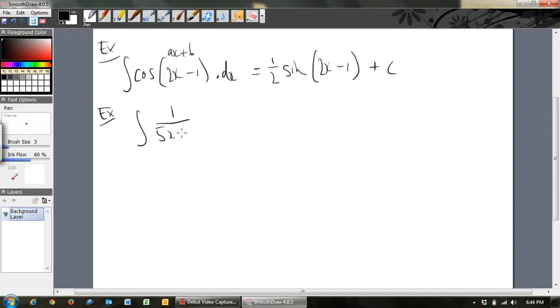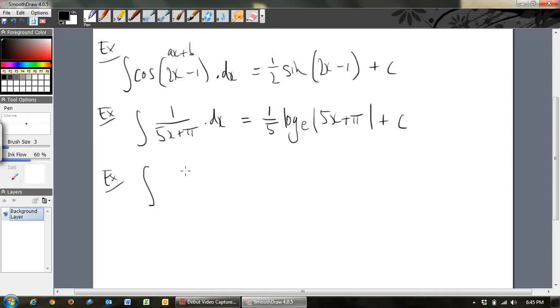What else have we got? 1 over 5x plus pi, dx. Look at the formulas again. That'll be log e of 5x plus pi, reading it straight off the formula, and then we divide by 5, so 1/5 of that plus c. And I'll do one more quick one.